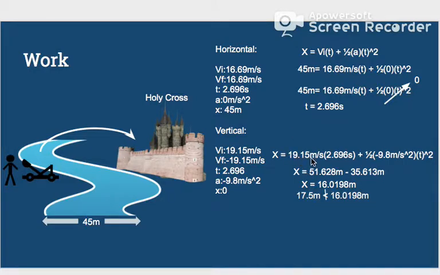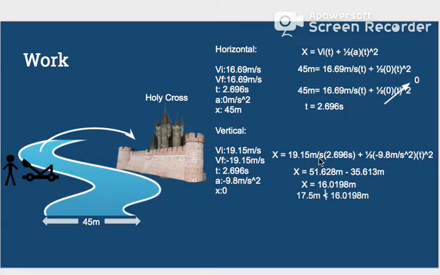of 19.15 meters per second times the time we got from up here, finding when the rock will be at 45 meters, what time it will be at. We found 2.696 seconds. And so we will be able to find the displacement, the vertical displacement. So solving and simplifying this whole equation, we will now get 51.628 meters minus this whole part, which is 35.613 meters.